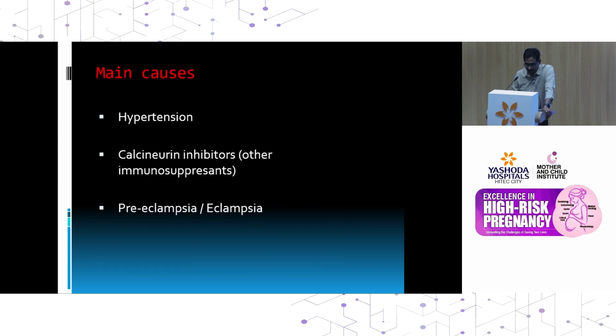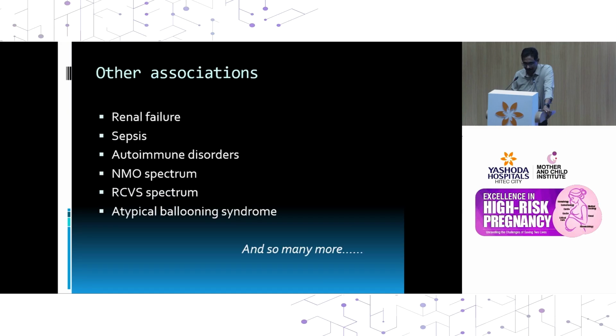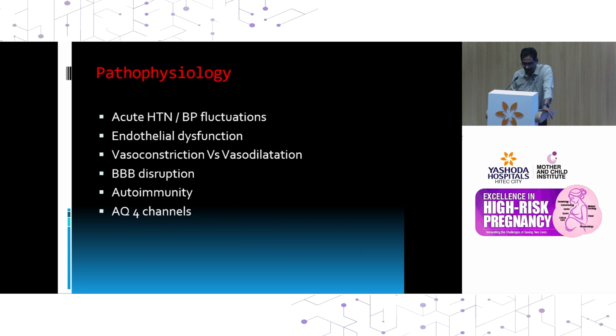Of course the main causes are hypertension and calcineurin inhibitors like cyclosporin and tacrolimus. These are the drugs, and of course preeclampsia and eclampsia is one of the important causes for PRES. Renal failure, sepsis, and so many other things, a long list, can accompany these patients. So always the take home message is that PRES and RCVS have a good prognosis. You should always suspect it in any patient who has seizures in the third trimester of pregnancy.